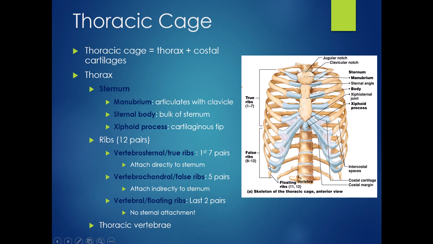You then have 5 pairs of what we call vertebrochondral or false ribs, because they do not have a direct attachment to the sternum. They have an indirect attachment to the sternum. They will connect to all of these pieces of costal cartilage, and then that piece of costal cartilage will actually attach to the sternum. And then the last 2 pairs are considered vertebral or floating ribs, because they only attach to the vertebrae and they do not attach at all to the skeleton.